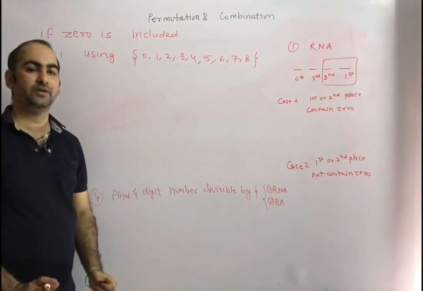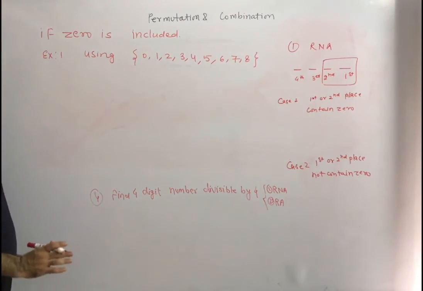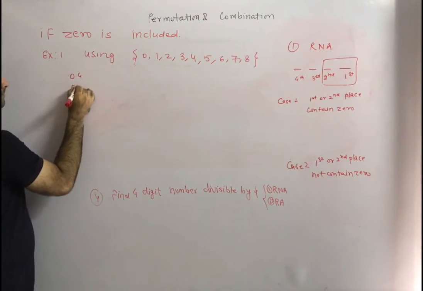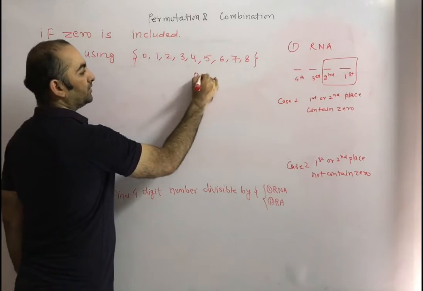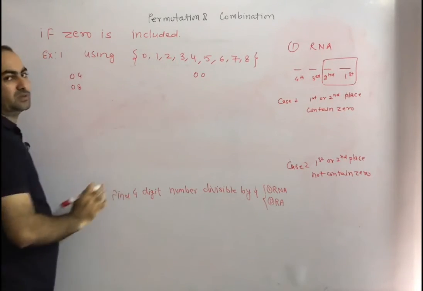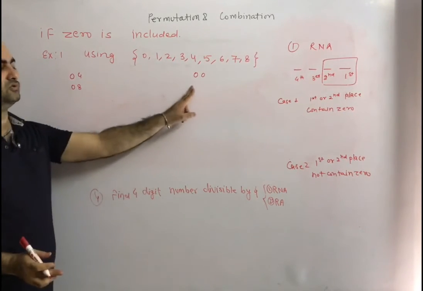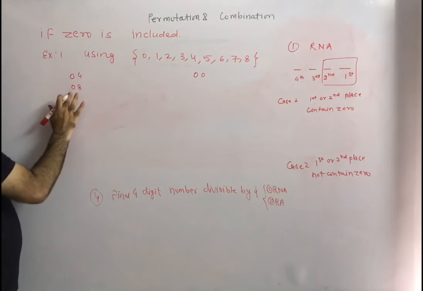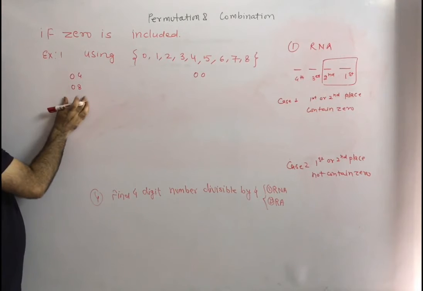Okay, so we will find out the combinations. Okay, so what are the possible combinations? Okay, 0 4. Okay, 0 8 and 0 0 also possible because repetition is allowed. Okay, if repetition is allowed, 0 0 is also possible because if the last two digits are 0 0, the number is divisible by 4. Okay, and 0 4, 0 8 we are writing separately because in these digits 0 is there.